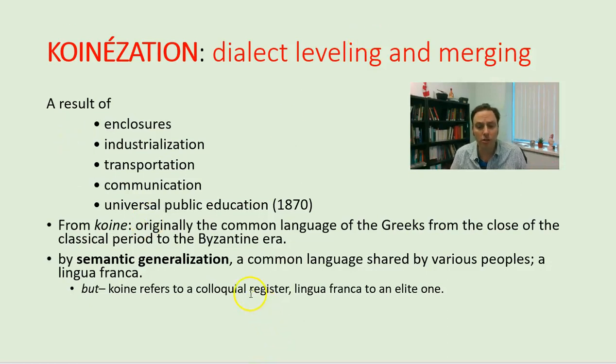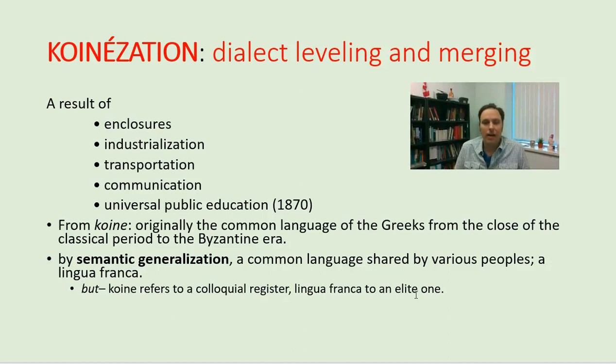So Koine refers to a colloquial register, though. That is a term that's used by all people, whereas lingua franca is an elite one. So we can talk about English being nowadays, I guess if we were in class right now, I would ask you, is modern English a lingua franca or a Koine? Well, it depends where you are, I think. For some people, like for example, in East Asia and South Asia, English is a lingua franca because it's learned as a second language in order to participate in higher education and international trade and diplomacy.